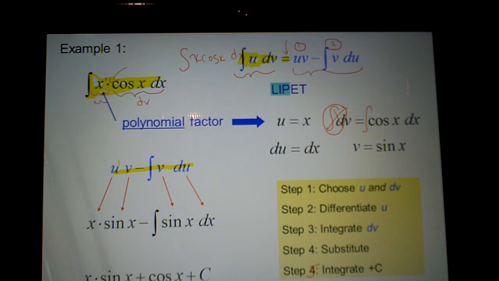Multiplying x times sine x shockingly gets me x sine x. And then integrating sine, remember the formula has this minus. When you anti-differentiate sine, you get negative cosine. So negative cosine is where this positive comes in. And this is my answer.